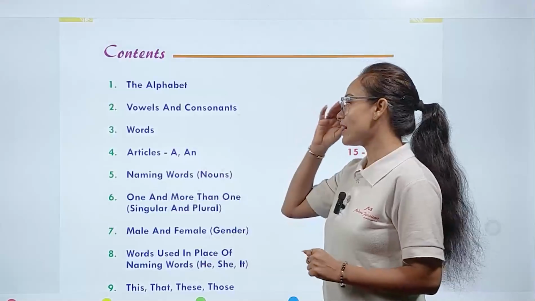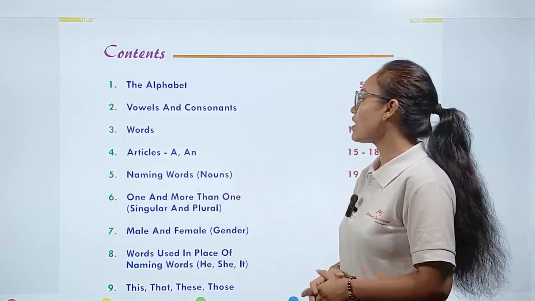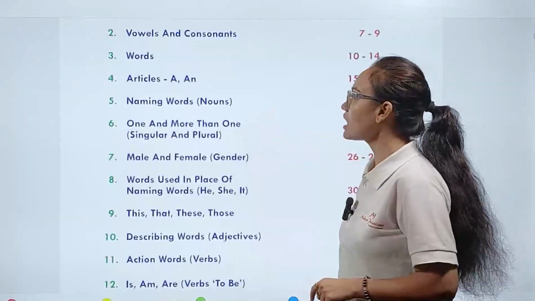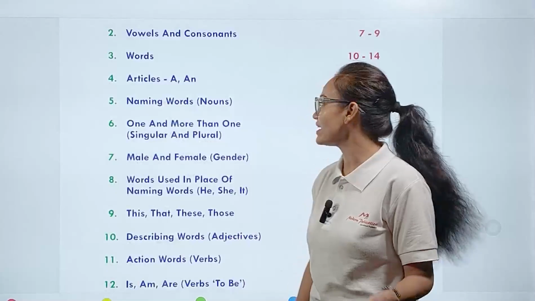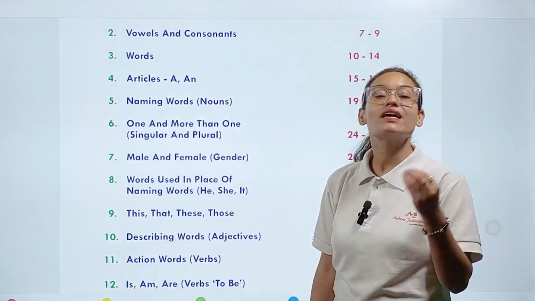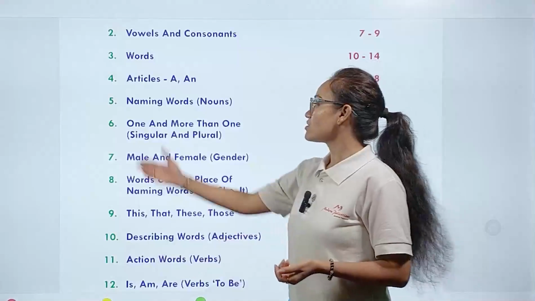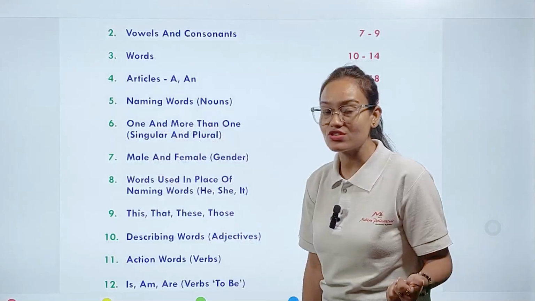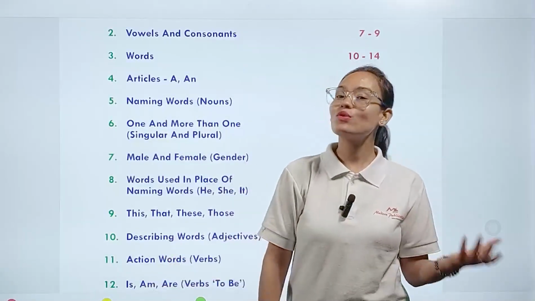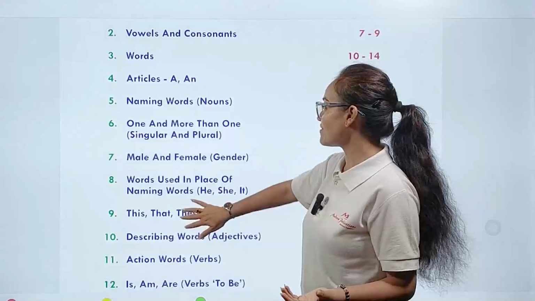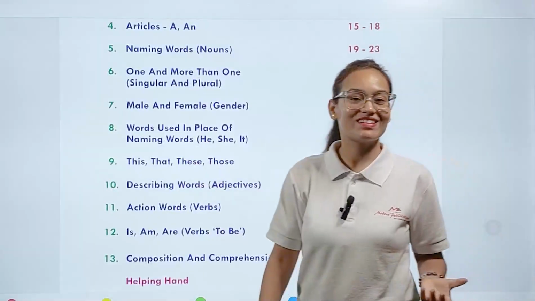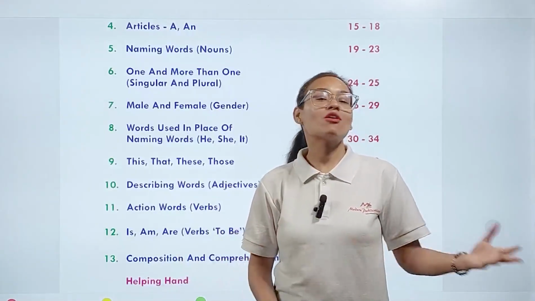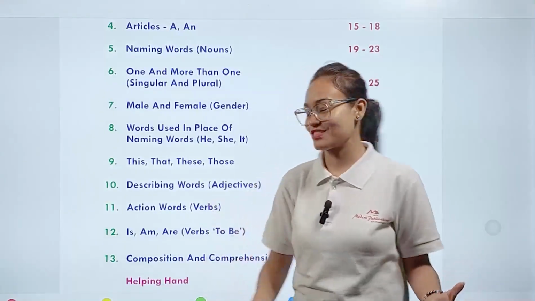Chapter number 3, words. Chapter number 4, articles A and AN. Now our chapter number 5, naming words. Naming words mean we are going to see nouns. Now chapter number 6 is one and more than one, means you are going to see here singular numbers and plural numbers. Chapter number 7, male and female, gender. In this chapter you are going to see about male category and about female category, means about gender.